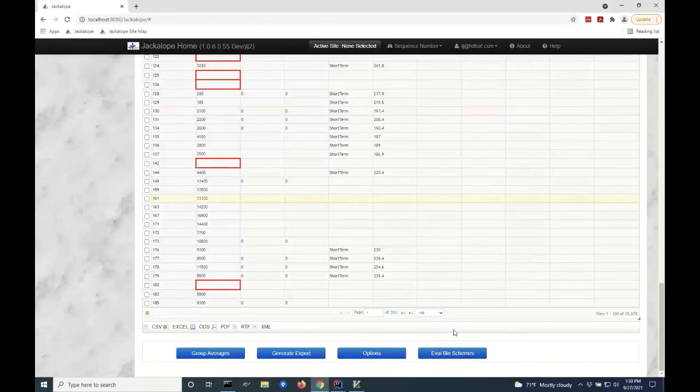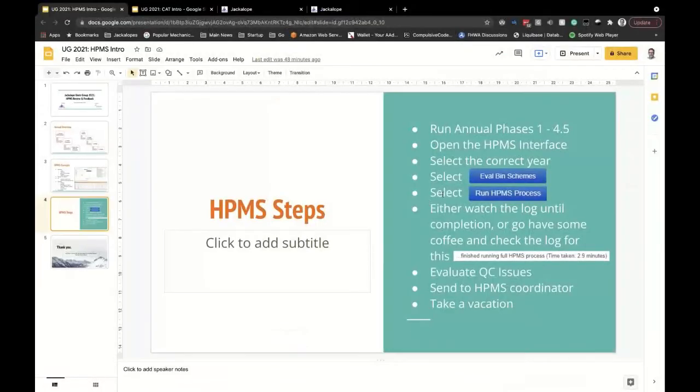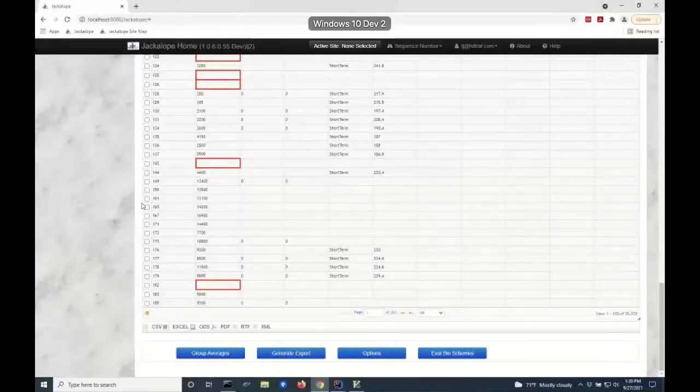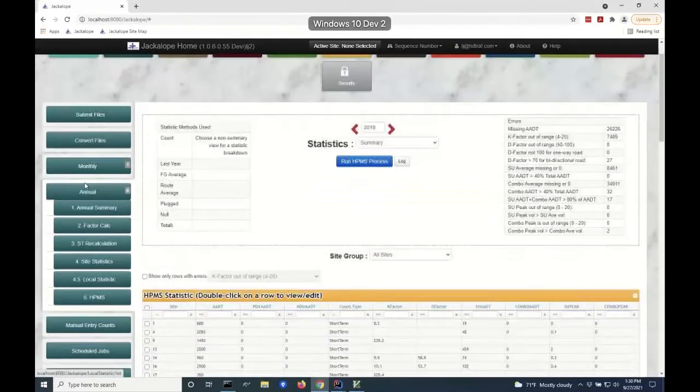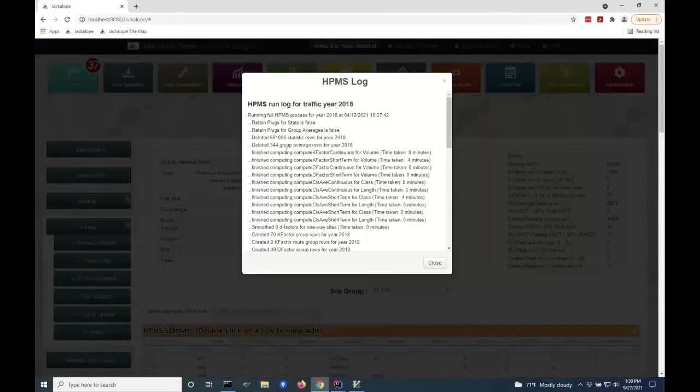Okay, so after evaluating the bin schemes, you can now run the HPMS process. You're good to go. You come up here, I'm not going to do it, but you could click the run HPMS process. What happens when you do that is this log comes up and it'll start filling out what it's doing. And you don't have to stay in the HPMS screen. You could go away. It will keep doing its thing.